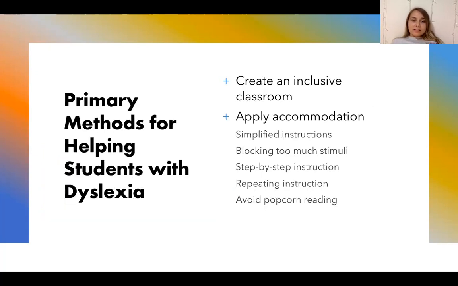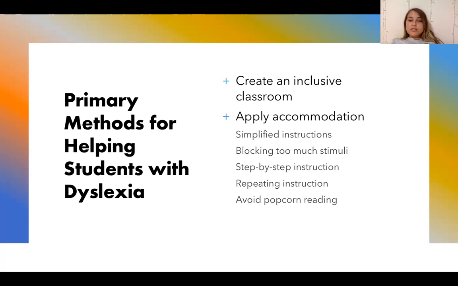So the primary methods for helping students with dyslexia, number one foremost, is creating an inclusive classroom. Making sure that every child feels welcome in the community and having the students have each other's back. Those are really great tools for including students with dyslexia and making them feel a part of the community, even when they might sometimes not feel connected. Making sure you have an incredibly inclusive classroom is key.